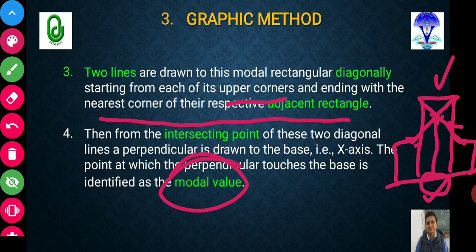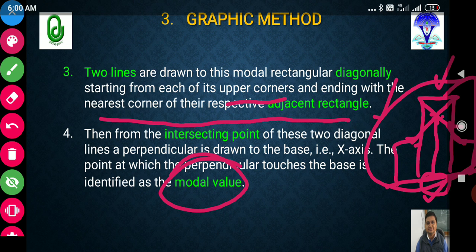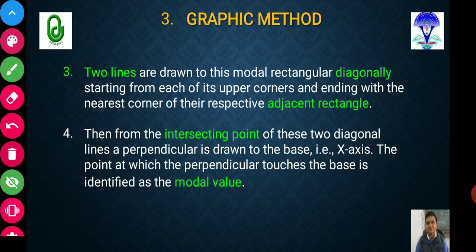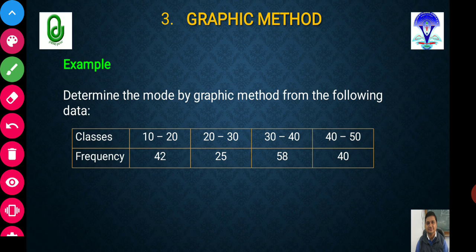So again we will see with the real graph. This I have prepared just to understand. Now we will see the real graph. This is the data that we have been given. These are the classes 10 to 20, 20 to 30, 30 to 40, 40 to 50, and this is the respective frequency.